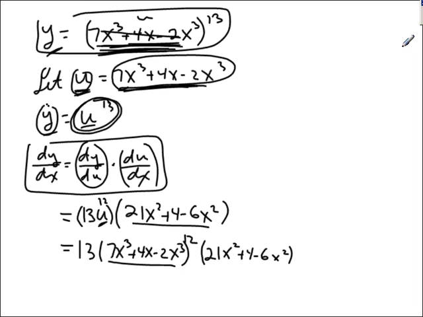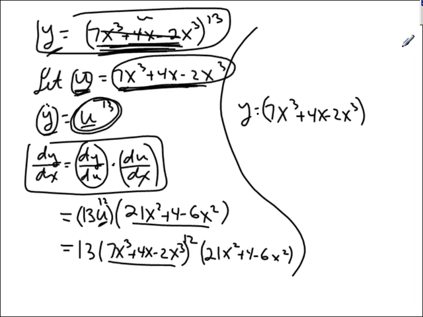A quick check would be if you have their initial problem. And you wouldn't, the only reason you would do it the way I just did it is if you're told to use the chain rule.